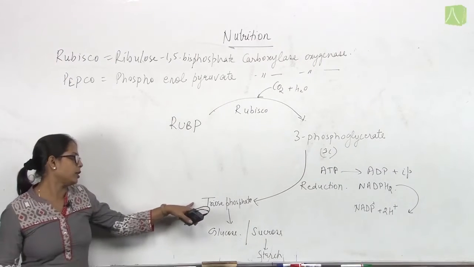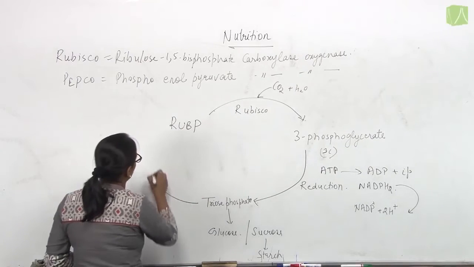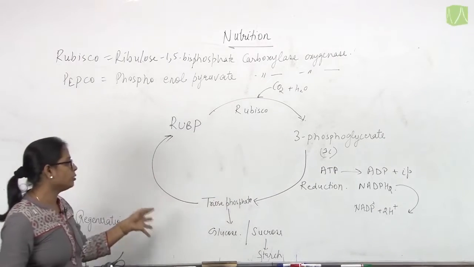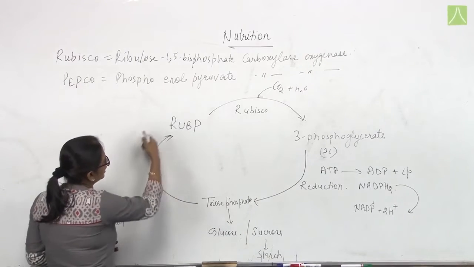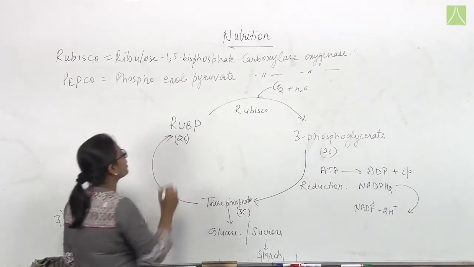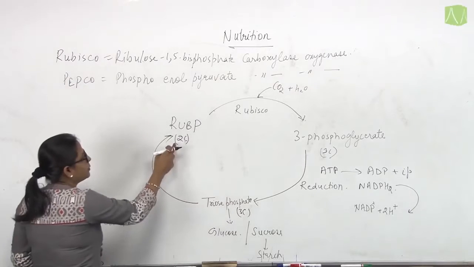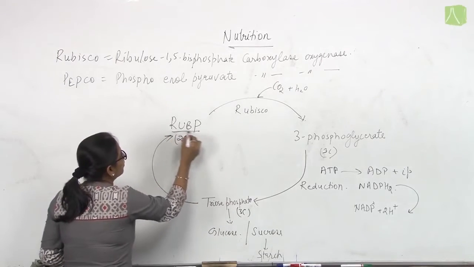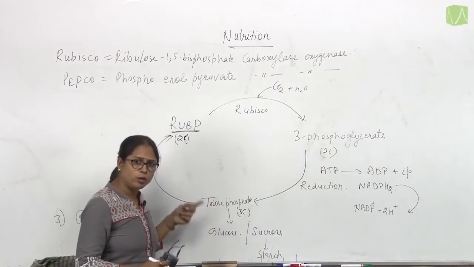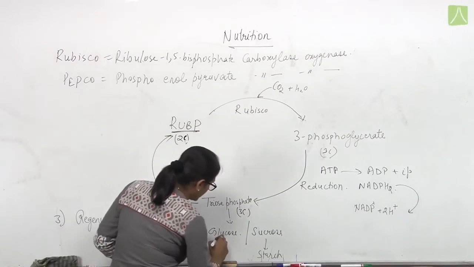Now we again need to regenerate, the 3rd step, that is regeneration. We need to regenerate the RuBP, ribulose bisphosphate. This regeneration occurs from this triose phosphate, which is a 3 carbon compound. Out of every 3 carbon compound, 2 carbon are utilized in each cycle to regenerate RuBP, because RuBP is a 2 carbon compound. So the remaining 1 carbon out of triose phosphate will be utilized in the formation of a glucose molecule. As such, glucose contains 6 carbon.